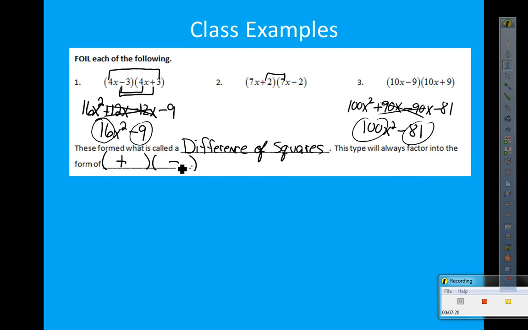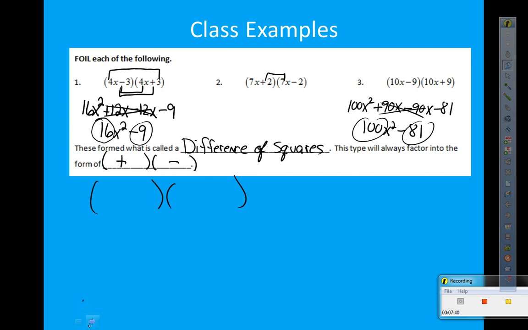Here's why we call it a difference of squares. I know the square root of 16 and I know the square root of 9. I know the square root of 49 and 4. I know the square root of 81. When that happens, it's going to go to 2 parentheses and a plus and a minus.